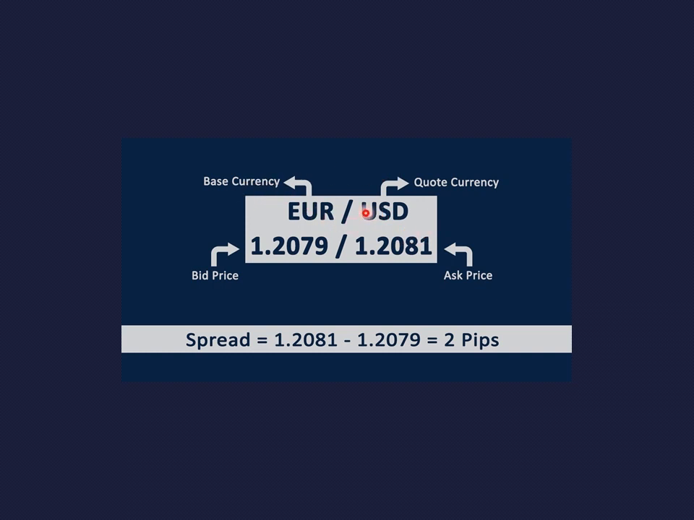And we know that the quote currency always makes one of the base currency. So the base currency is always equated to one, and the quote currency serves as the value of one base currency. So this is the bid price. The bid price is currently 1.2079, and the ask price is 1.2081. The difference between the ask price and the bid price is the spread. So we have 1.2081 minus 1.2079, and we have 2 pips. This is just a simple explanation of how to calculate spread.